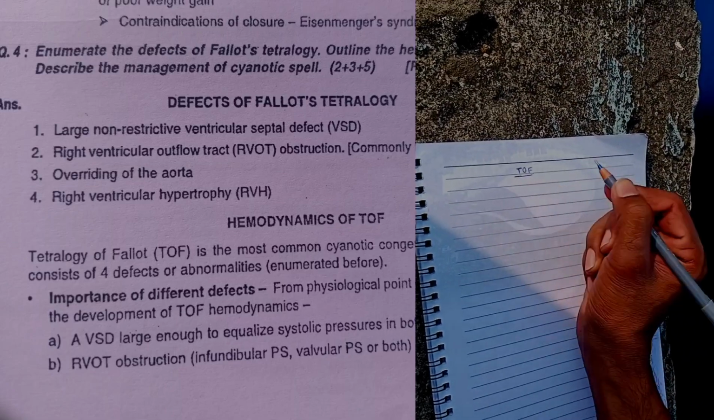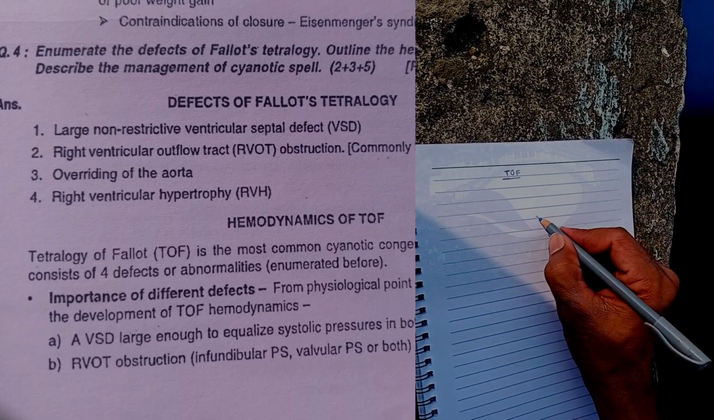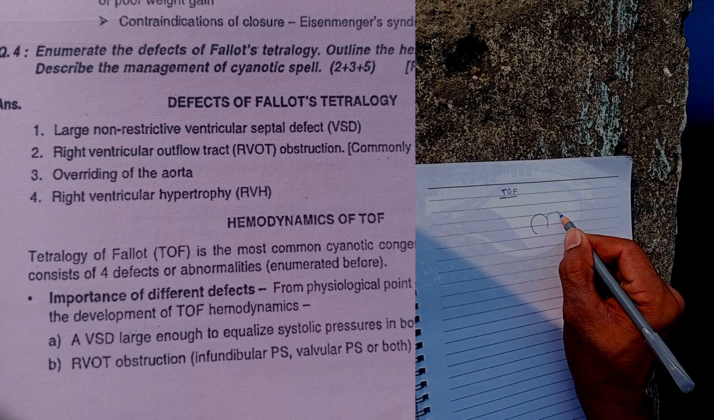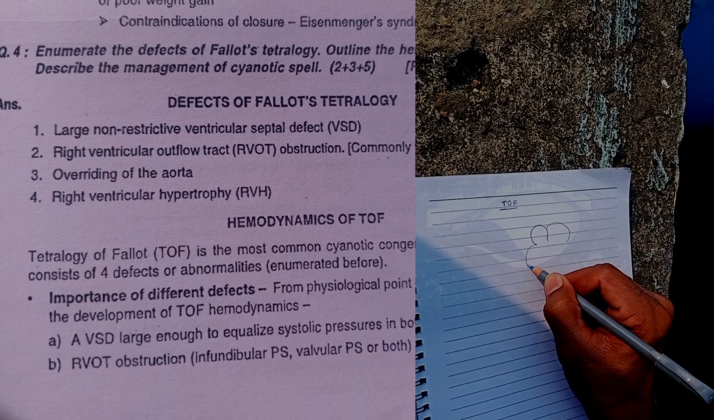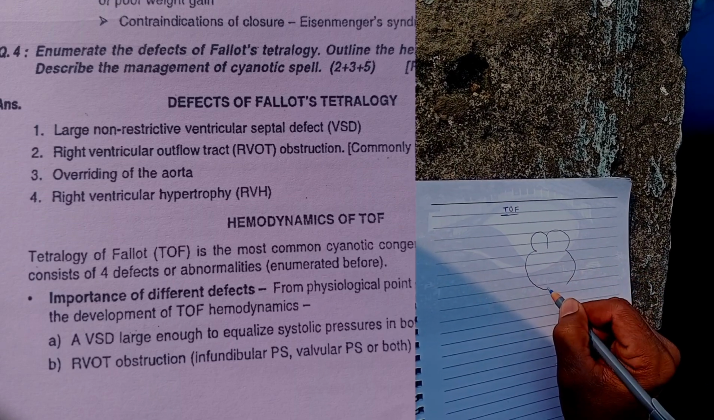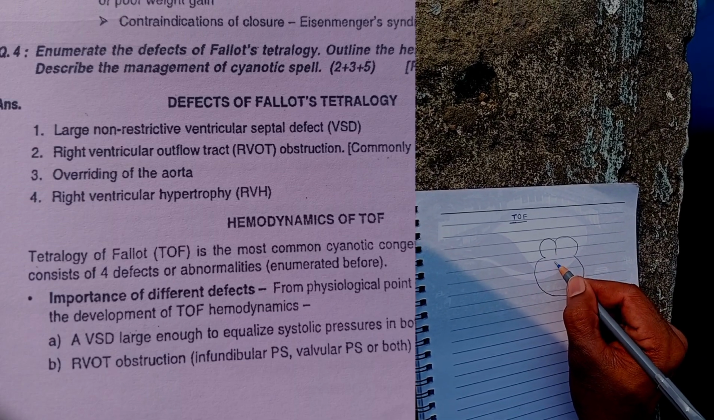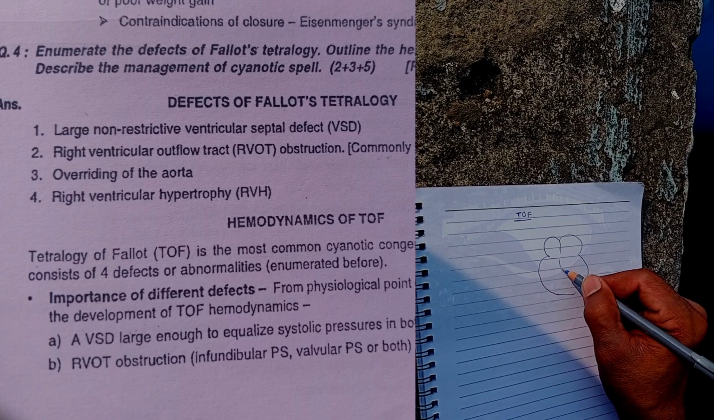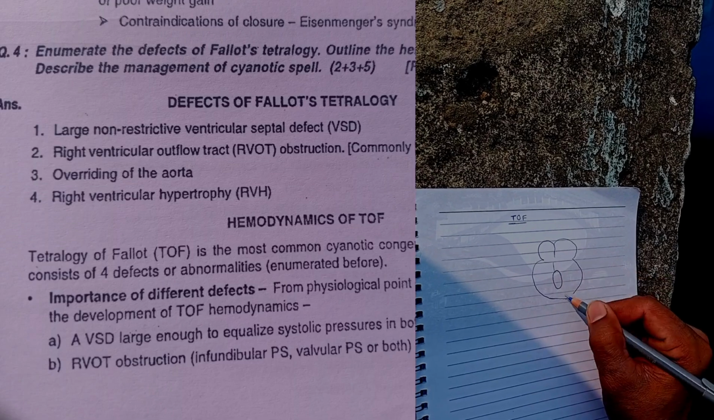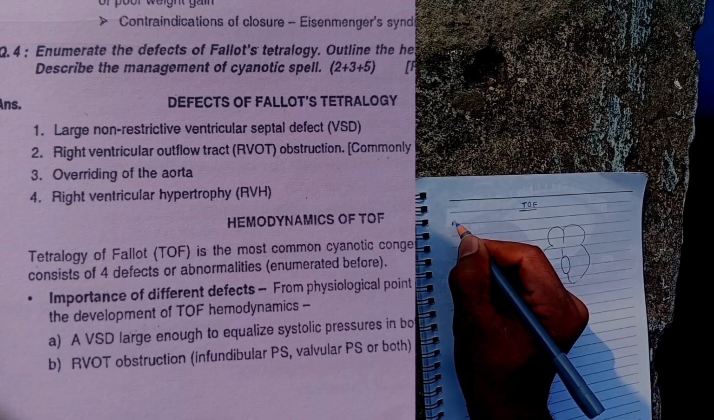Let's learn about Tetralogy of Fallot. It is the most common congenital cyanotic heart disease in children. Congenital means it is from birth. Cyanotic means deoxygenated blood is mixing with oxygenated blood, which means there is a right to left shunt. And of course it is a defect because there are valves and septum in the heart which are not normal in the Tetralogy of Fallot.